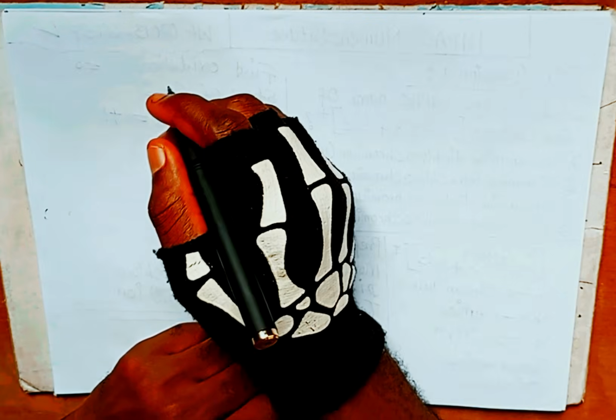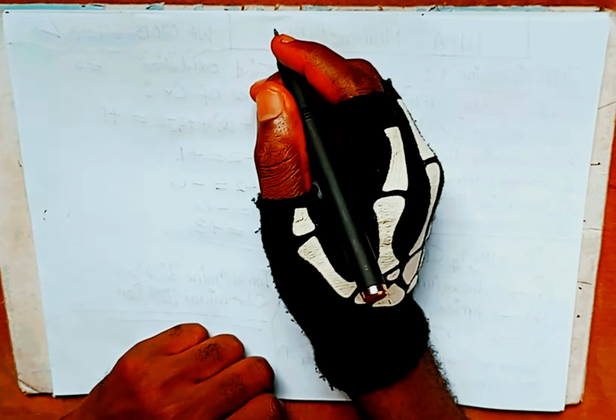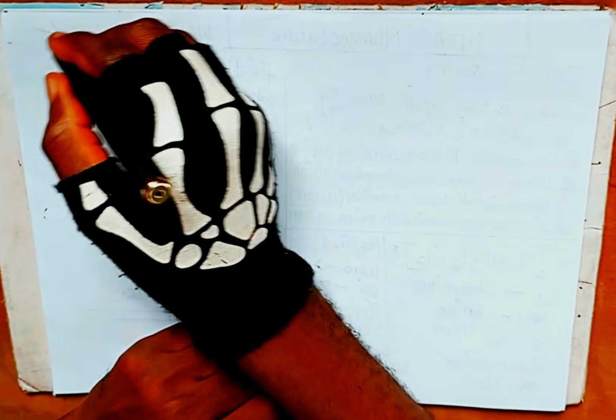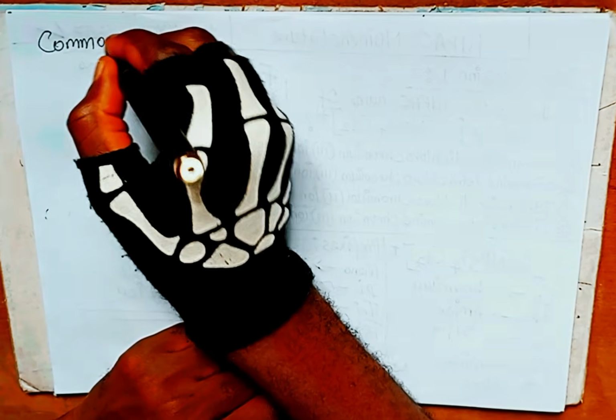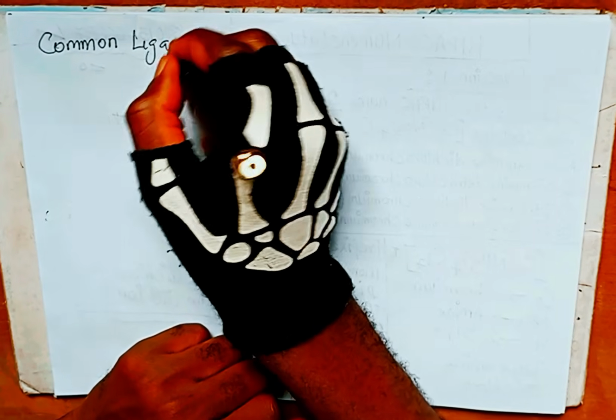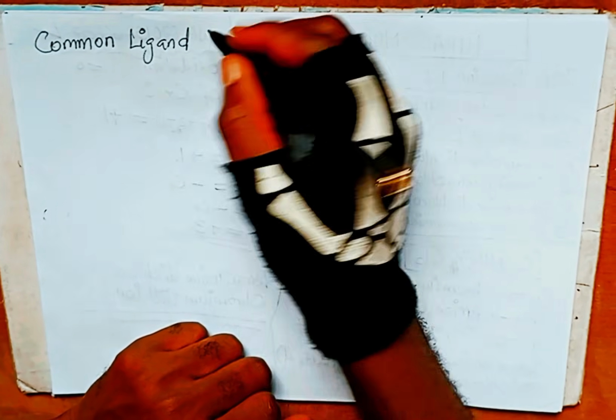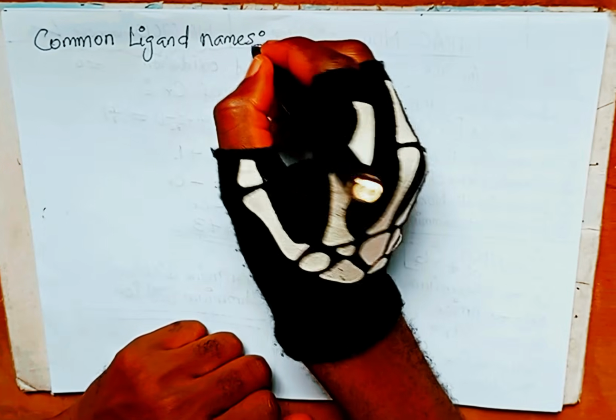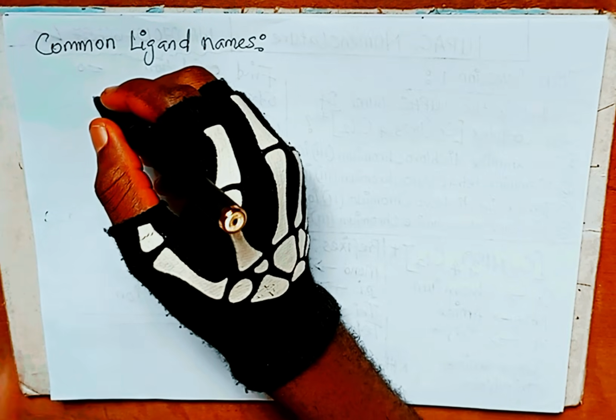Now let's look at some simple rules pertaining to naming complexes. Complex ion, complex compound, complex salts. All right, so let's look at common ligand names. What are they? The ones you are likely going to encounter.